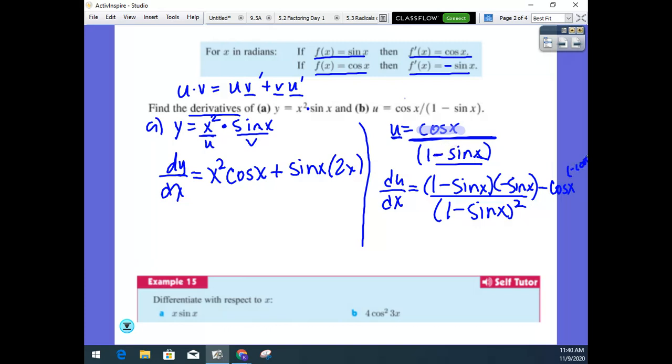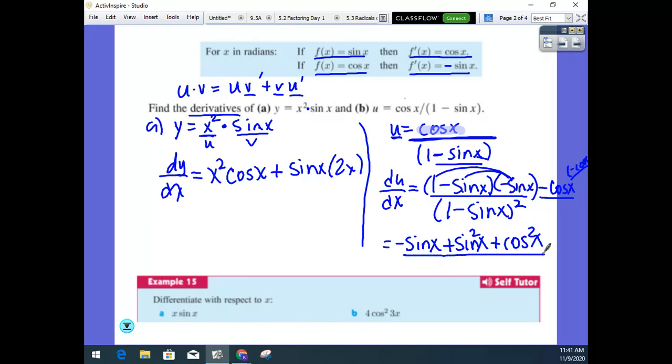All right, you can't see that very good, so I'm going to come over here. I'm going to distribute this back to simplify this part. Negative sine of x, negative sine times negative sine is positive sine squared. Then minus a negative cosine, and a negative cosine ends up being a positive cosine squared, all over the bottom.